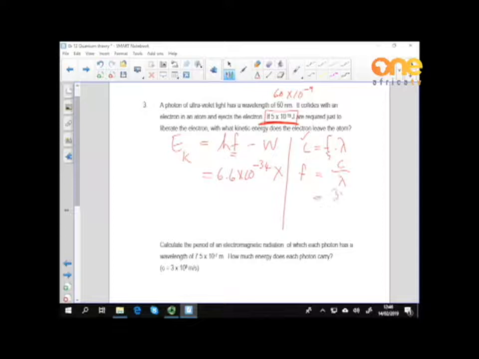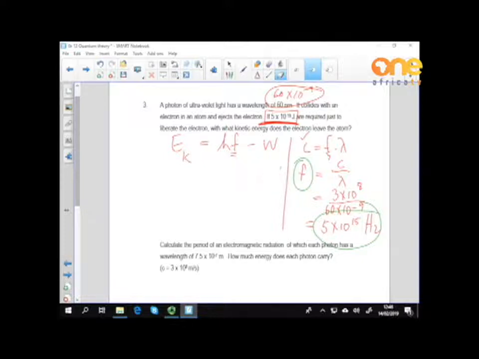So it's 3 times 10 to the power 8 divided by the wavelength, 60 times 10 to the power minus 9. This will give you a value of 5 times 10 to the power 15, and this would be hertz. Now we have a frequency which we can put into this equation.